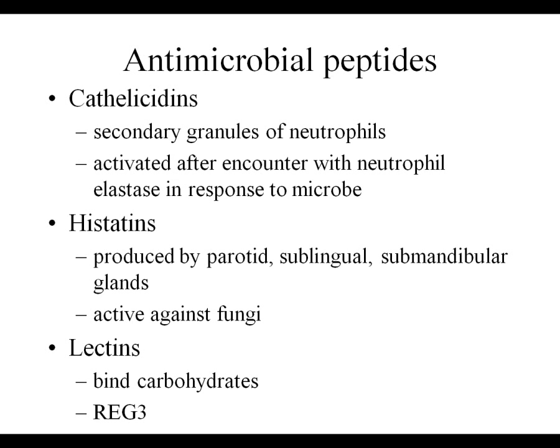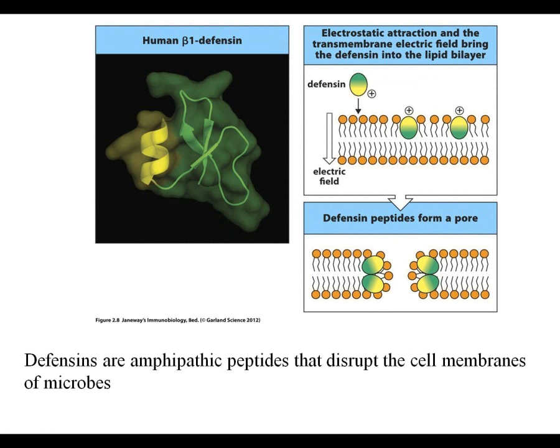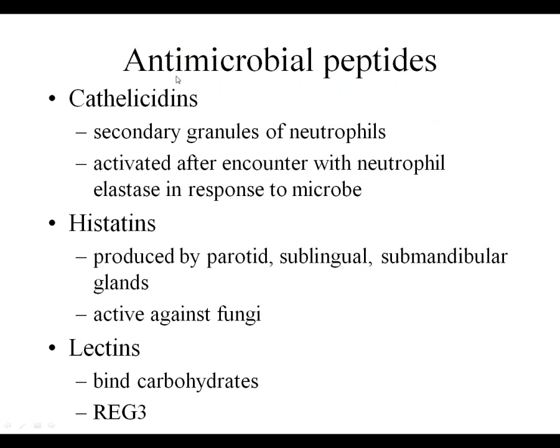Okay, moving on. Some other antimicrobial peptides include the cathelicidins. They're found in secondary granules of neutrophils, and they're activated after the neutrophil encounters a microbe. They're activated by something called neutrophil elastase. I just want to point out that alpha defensins are in the primary granules of neutrophils, and cathelicidins are in the secondary granules of neutrophils. I think those are nice facts to remember.